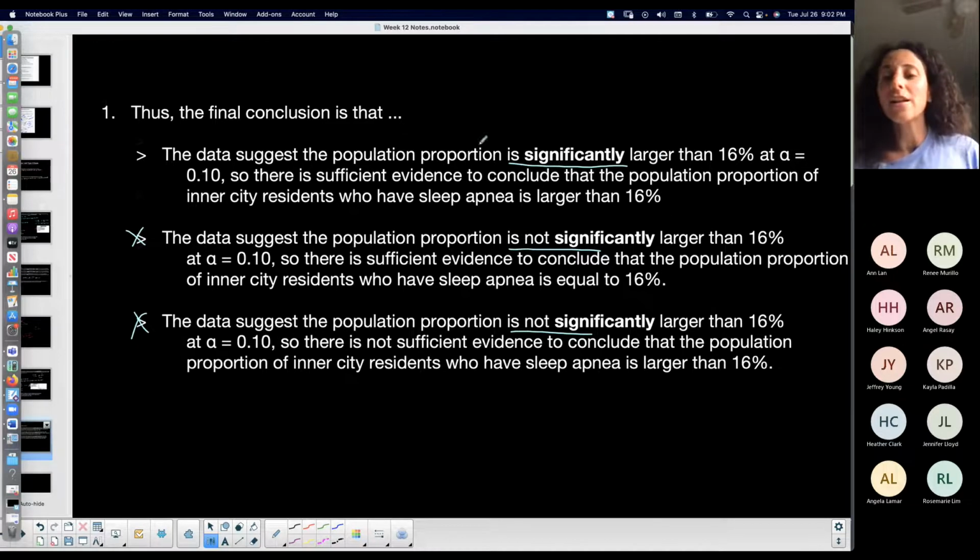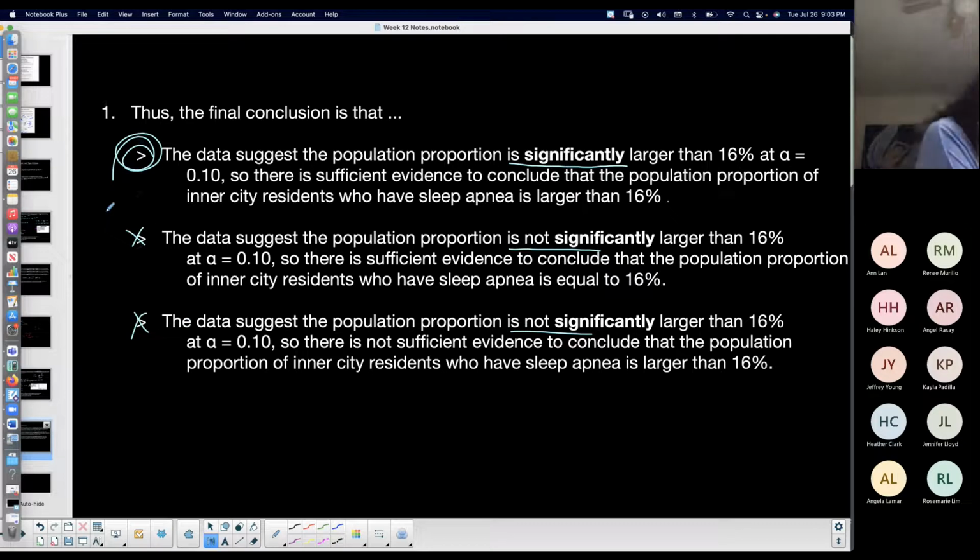But let's just double check. It is significantly larger than 16% at that alpha. That's our significance level. So there is sufficient evidence to conclude that the population proportion of inner city residents who have sleep apnea is larger than 16%. That matches what we said. So this is my answer for that part.